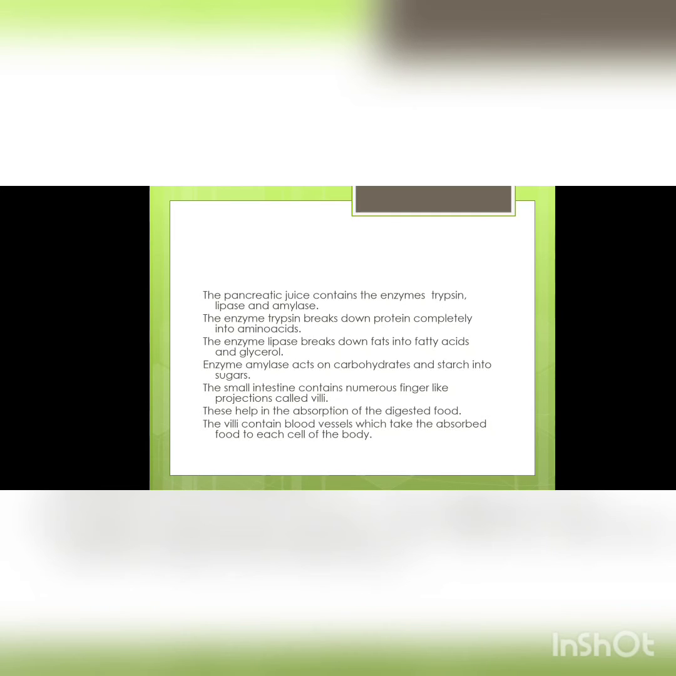The small intestine contains numerous finger like projections, which are called villi. Villi increase the surface area of absorption of the digested food. The villi contain blood vessels which take the absorbed food to each cell of the body.